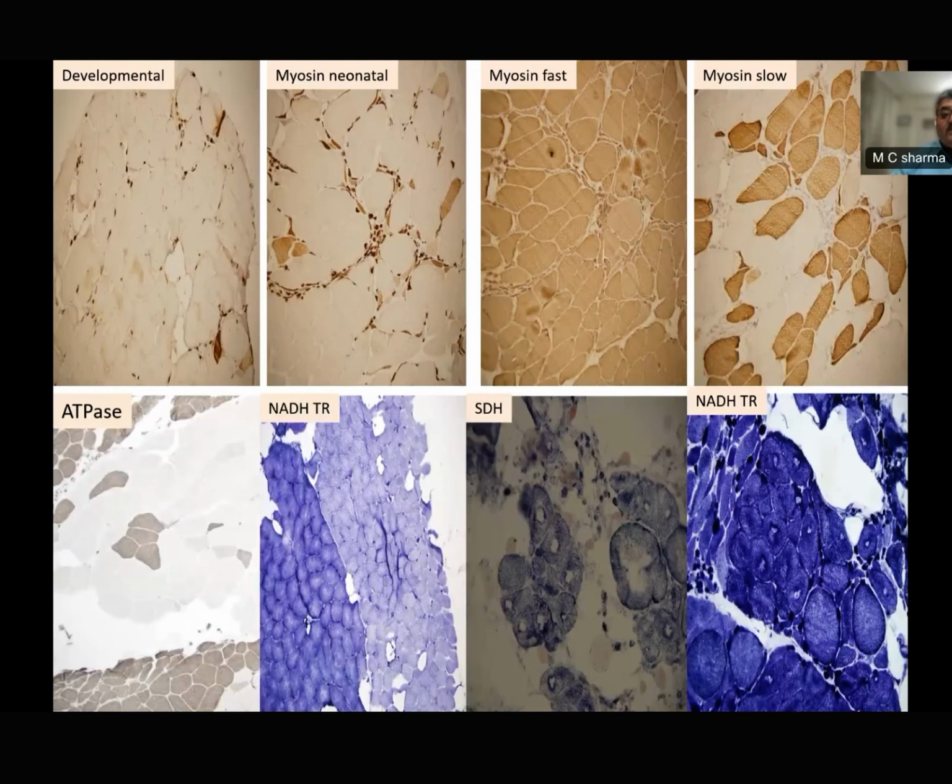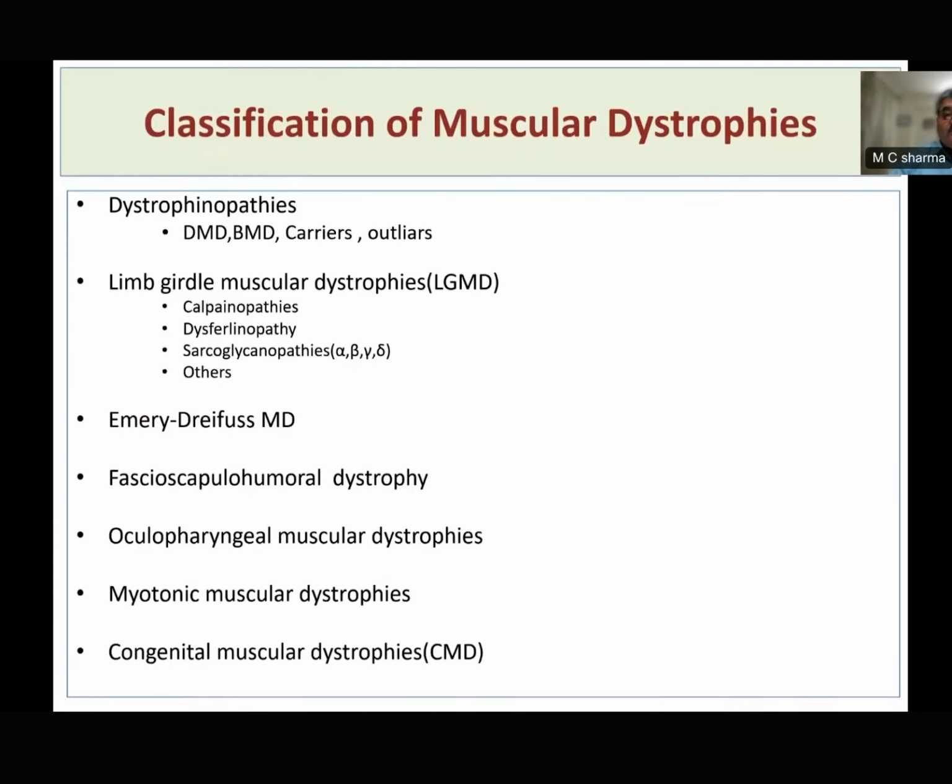Now antibodies are also available: slow, developmental. I told you that at the time of birth, after 1 month, the developmental myosin is absent. The fetal disappears after the age of 1 year. It is slow and fast. Slow is type 1 fiber, fast is type 2 fibers. But in muscular dystrophy, there may be some hybrid of both of these. So these are some of the features of muscular dystrophy.